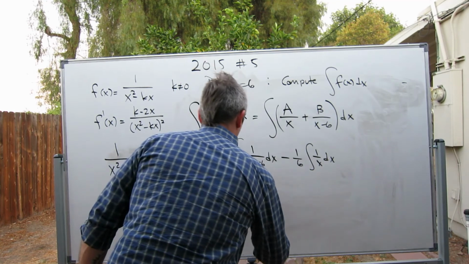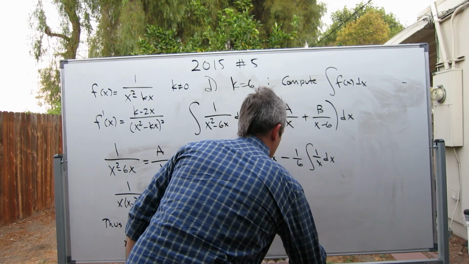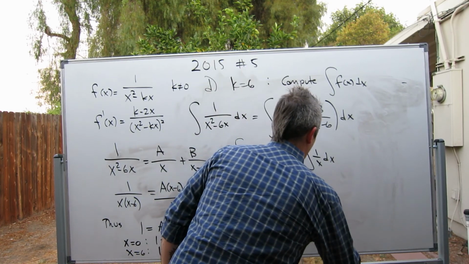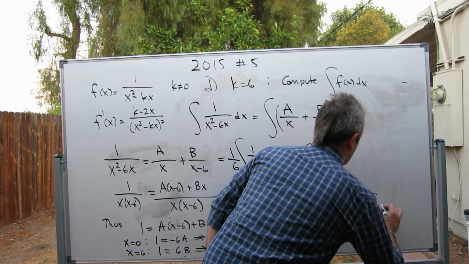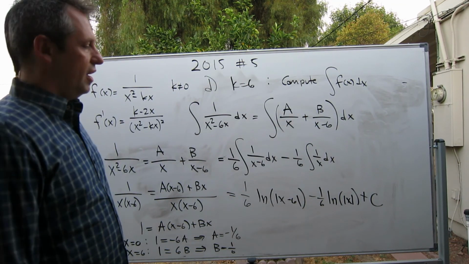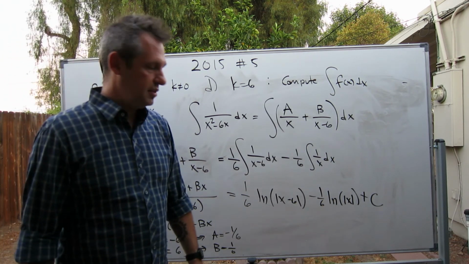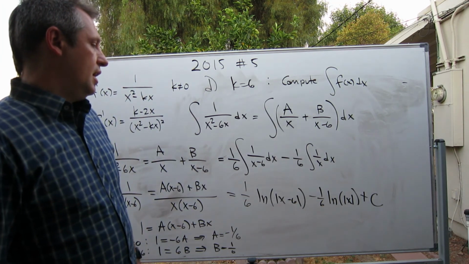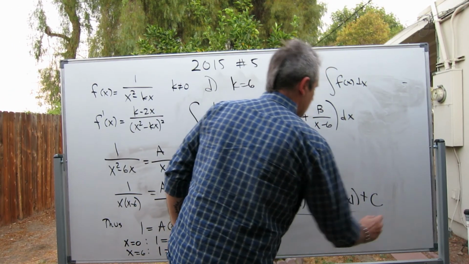So this ends up becoming 1/6 the natural log of the absolute value of x minus 6 minus 1/6 the natural log of the absolute value of x plus c. Now there's work we could do here if we felt like simplifying this. Loads and loads of rules of exponents, rules of logarithms can take place if you wanted to do such things, but honestly, just leave it like this. It's a correct answer.